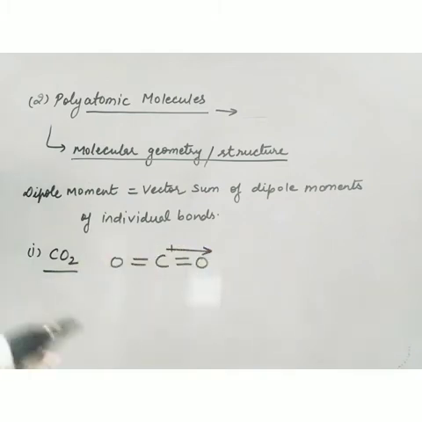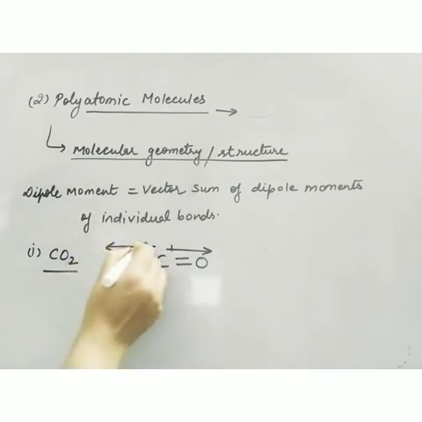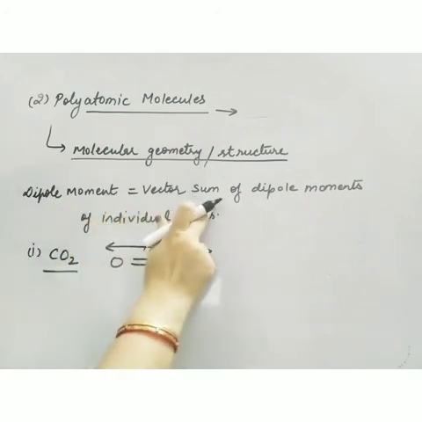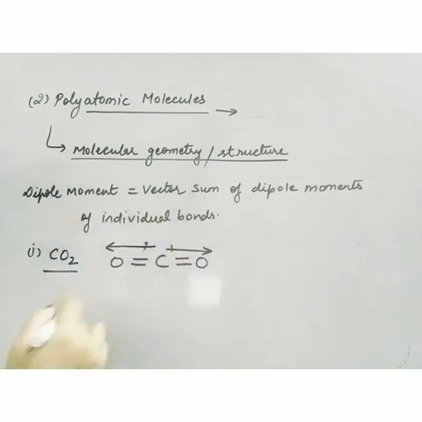What is the direction of vector? Positive to negative. Oxygen is more negative than carbon. Likewise here also. Now there are two vectors, and what is dipole moment? Vector sum of individual bonds. So what is the net dipole moment? Now one vector is pointing left, another vector is pointing right side. The two vectors are equal in magnitude, opposite in direction. So net dipole moment is 0. It means the molecule is non-polar.